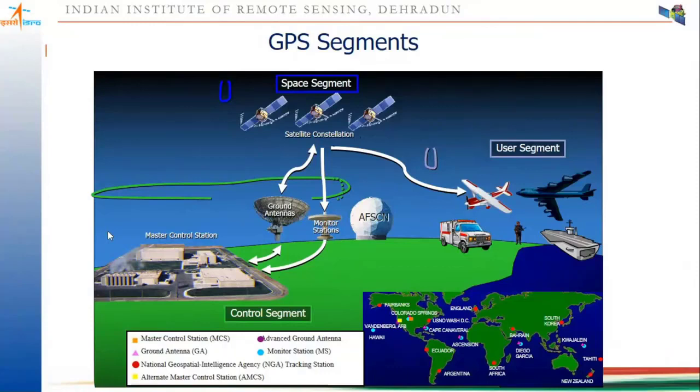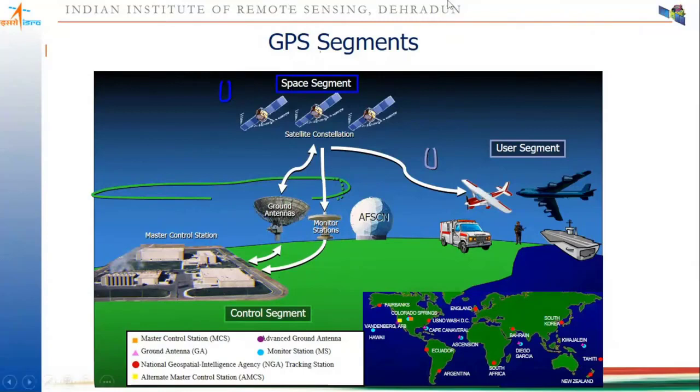Then finally, through ground antennas, the uplink will be there. One uplinking will be there to the GPS satellite. You know that GPS satellites are sending their own positions to the receiver, which is generally updated at an interval of 2 hours. So this is the orbit determination carried out by the master control station.